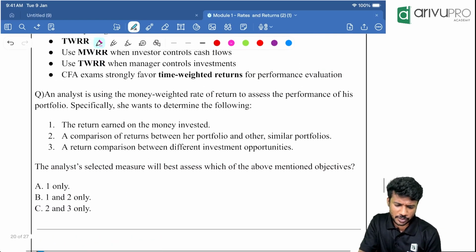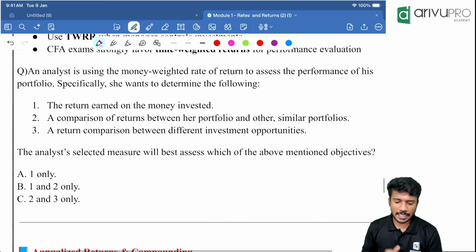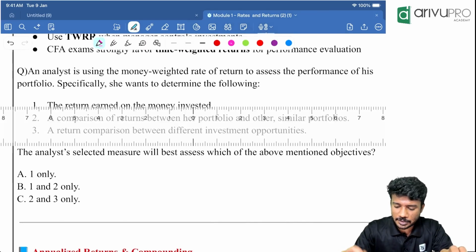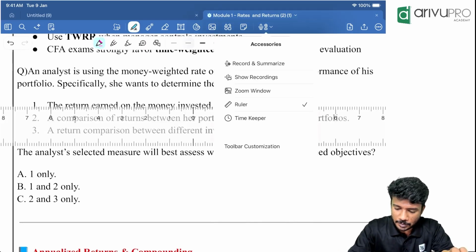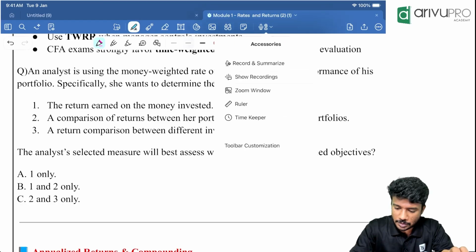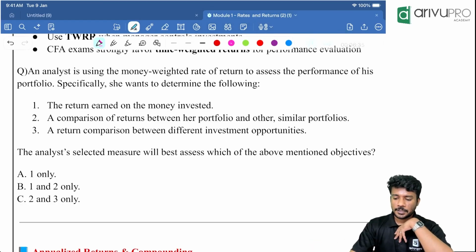Before that, one more question. Have a look at it. Everyone try. The timer starts now. You can take 1 minute, more than enough.